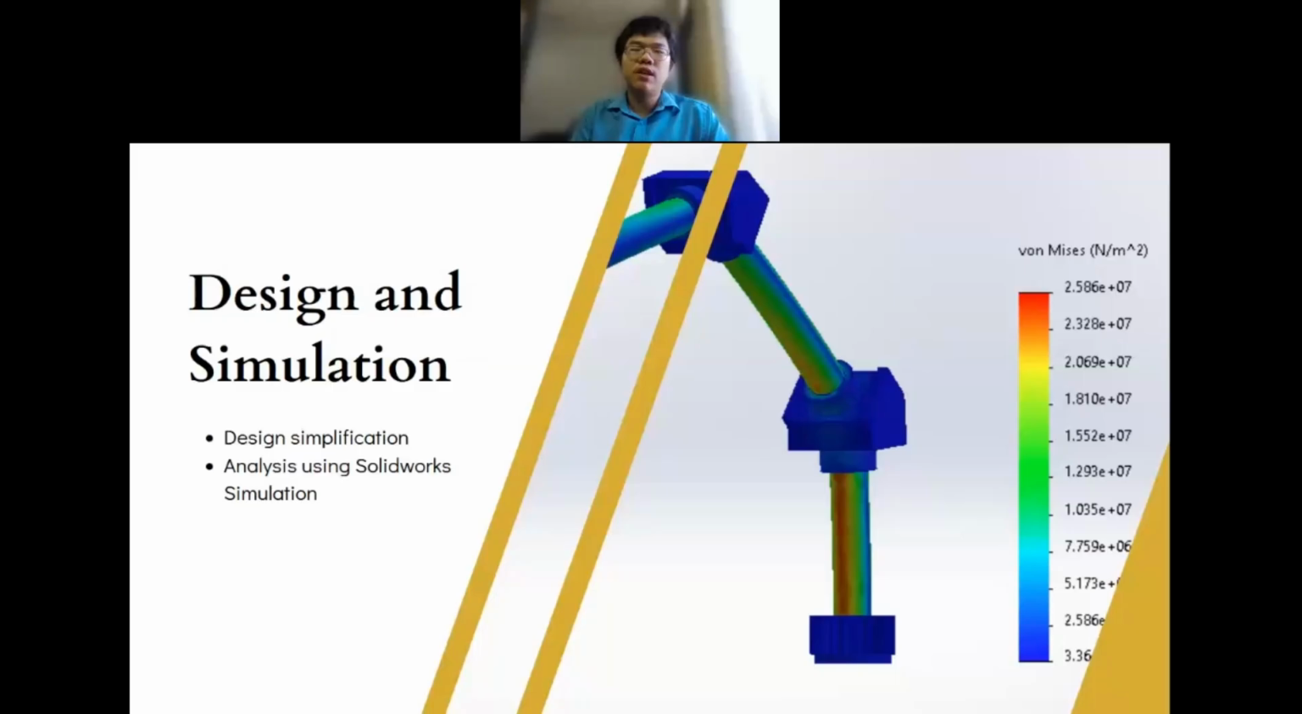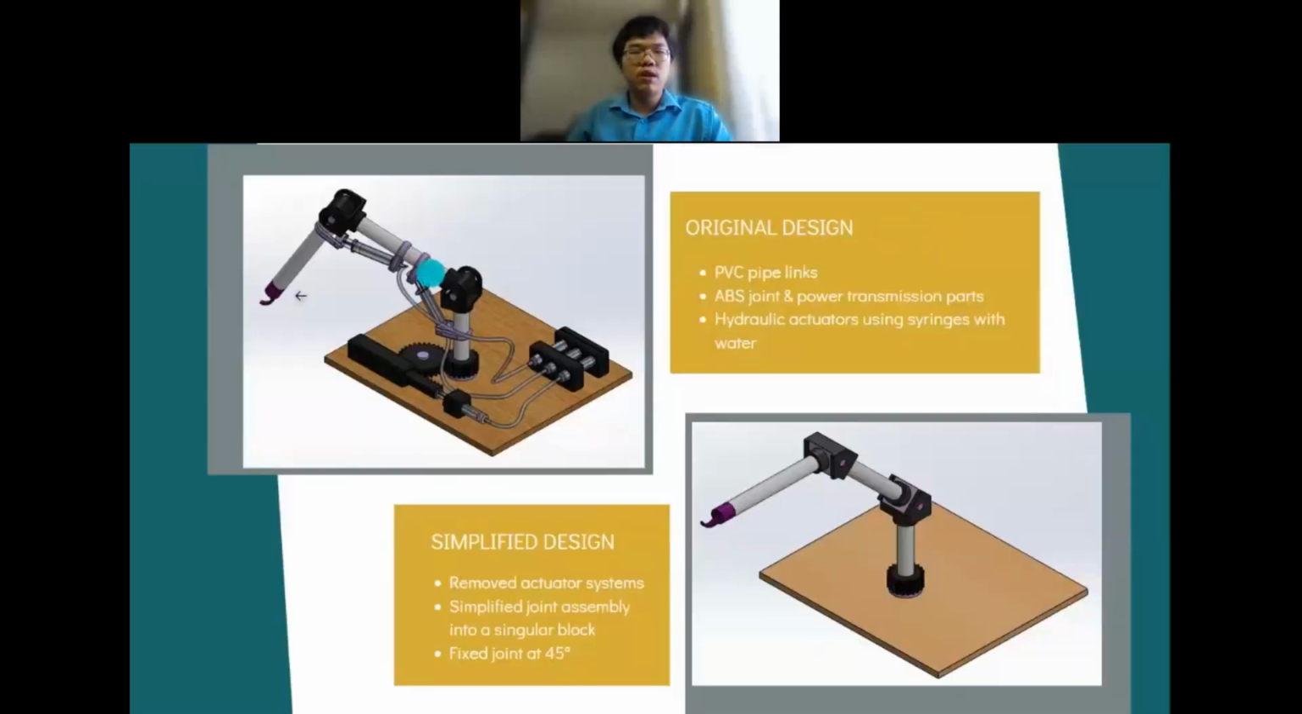My name is Max Hong, and today I'll be presenting the design and simulation of the robotic arm. This section will cover the simplification of the arm design and the analysis done using SolidWorks simulation. The original design of the arm is made out of PVC pipes for its linkages, and the joints and power transmission systems have parts made out of ABS. The syringes and tubings you see here are the actuator systems for the arm. To analyze this design, we simplified it by removing the actuator systems, as the syringes on the joints would make the analysis more complex, especially for manual calculation.